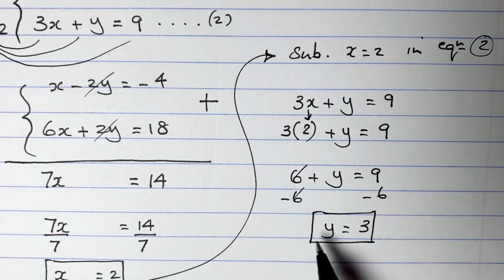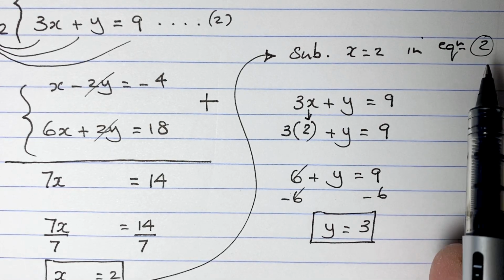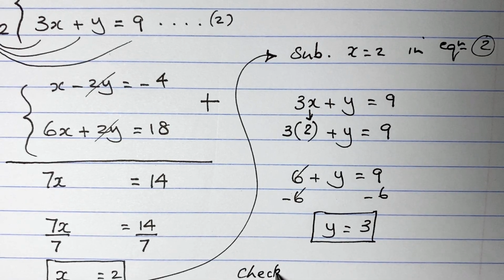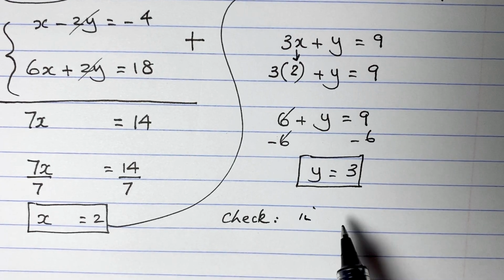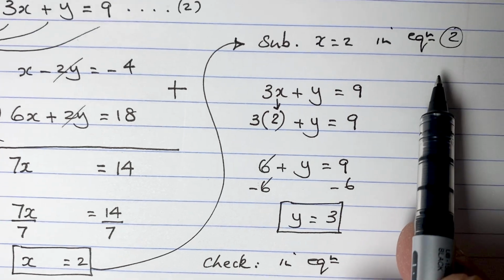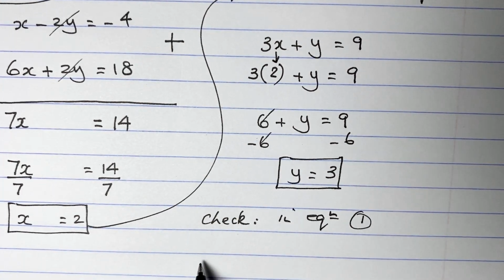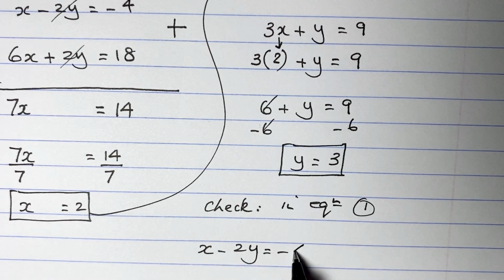You can check your answers in the equation that you did not use for substitution. This check is merely for your own benefit. So check in equation 1. Since we use 2 for substitution, we use 1 for checking. So x minus 2y equals minus 4.